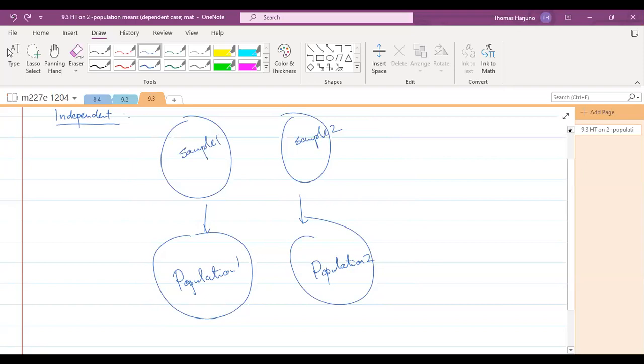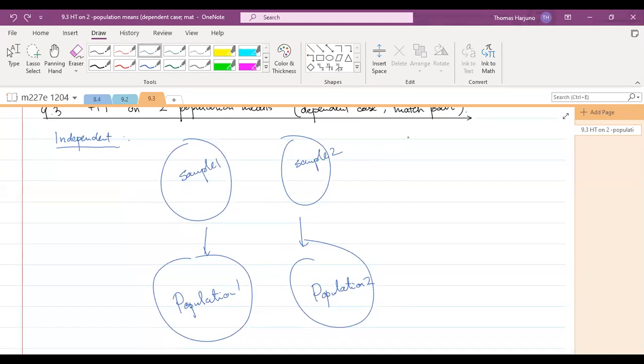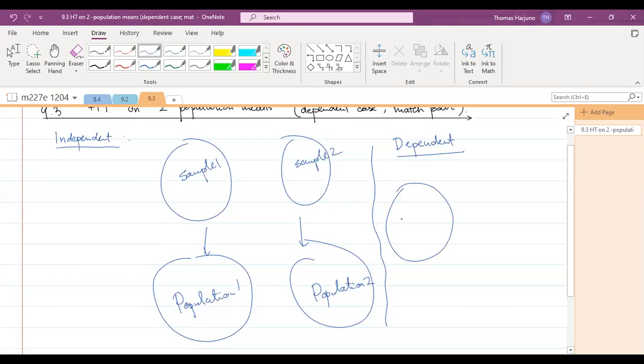Now, the dependent case is as the following situation. You deal with the same objects. Let's say the same person, okay? The same person, a group of students, let's say, okay? Before and after treatment.